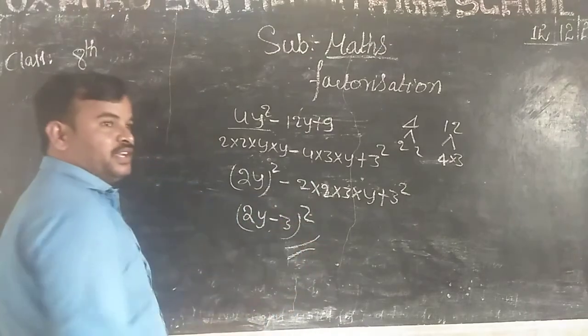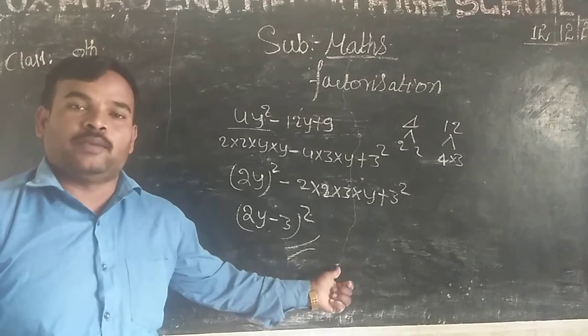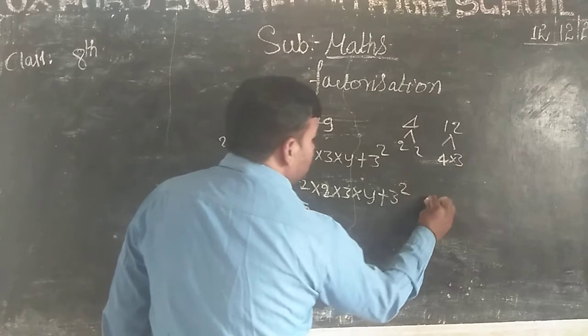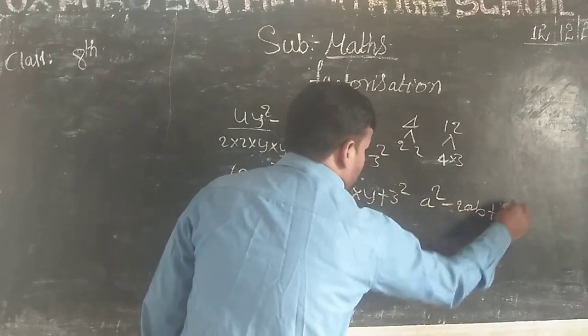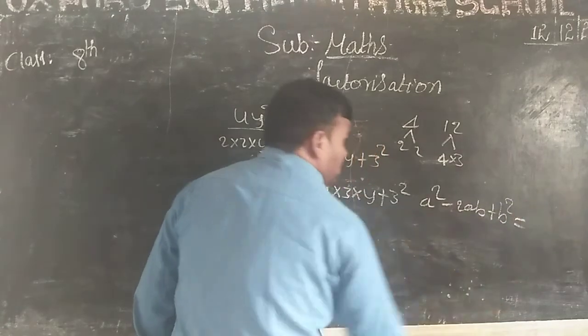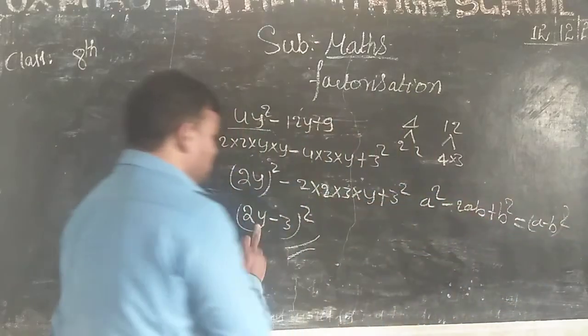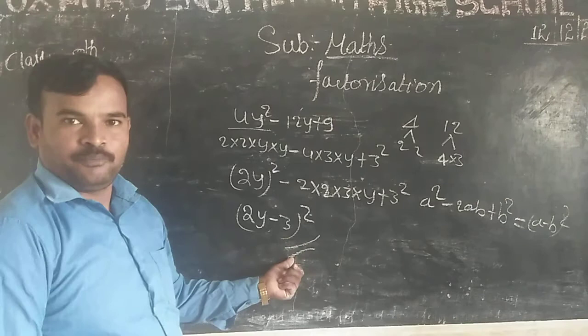This is the identity of a square minus 2ab plus b square. Then its identity is a minus b whole square. So according to this identity, what can we write? 2y minus 3 whole square.